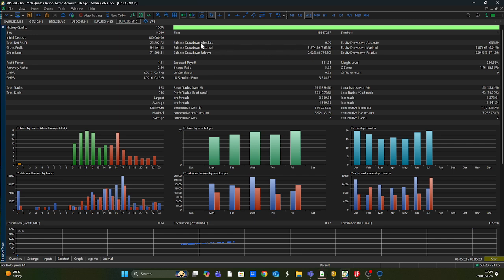And you can look at these stats here: the absolute drawdown and maximal drawdowns and such things. Equity drawdown here. Profit factor, it's a decent profit factor. I wouldn't say it's the worst. Recovery factor is quite good as well. Then we get the LR correlation and standard error, which is decent. I wouldn't say it's the best. Marginal level, z-score. So it actually provides a good amount of data.